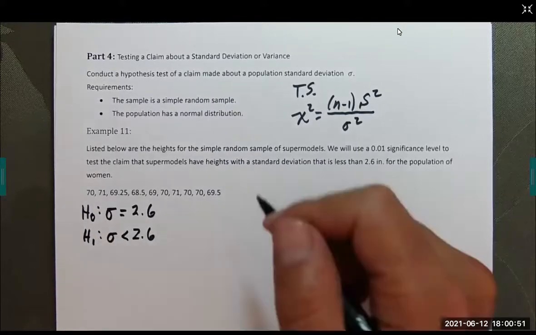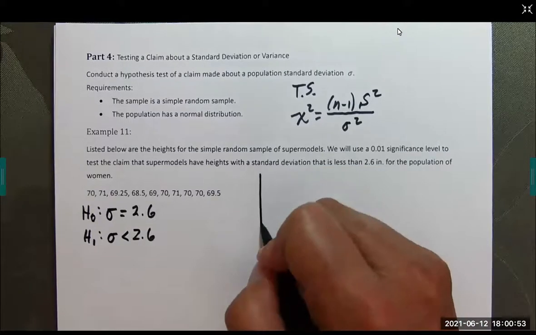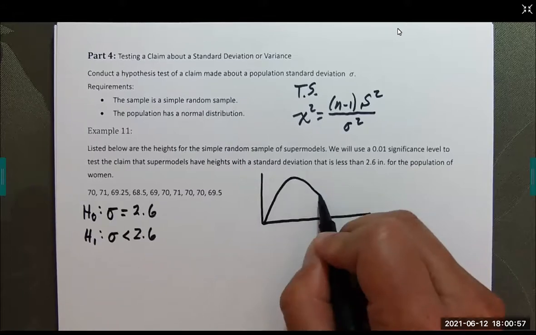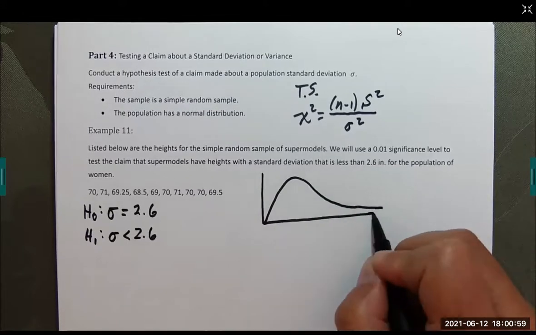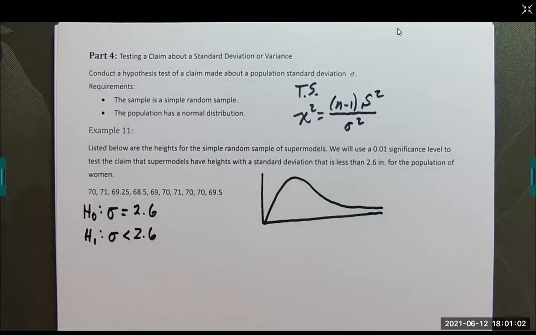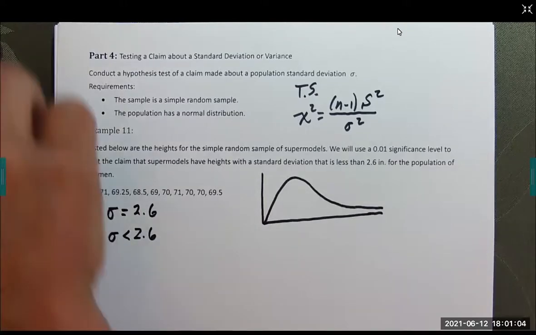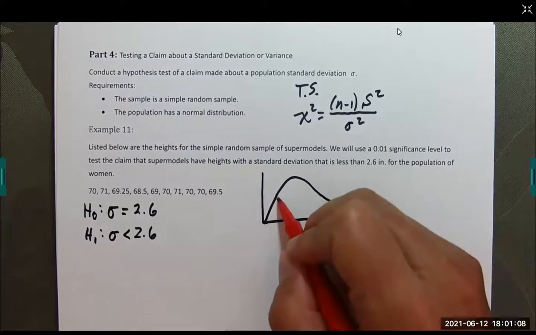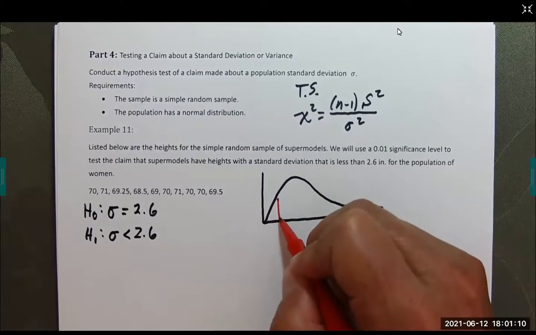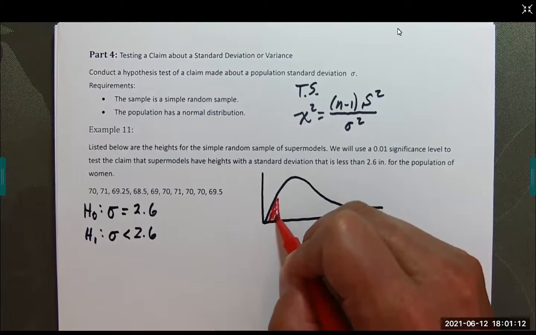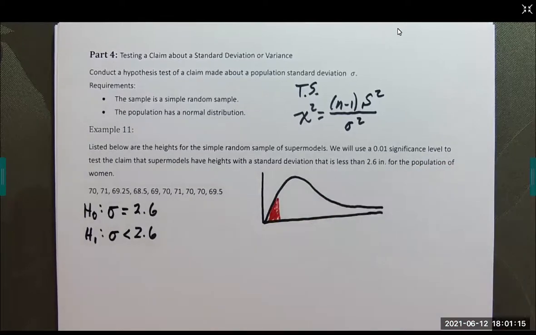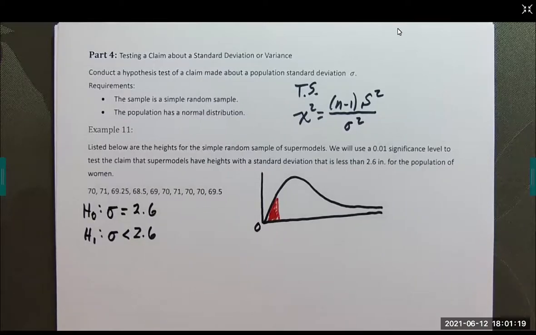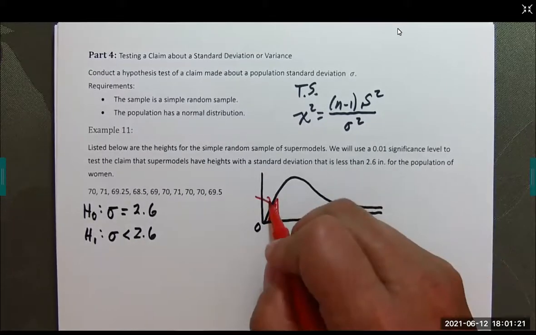Now remember, chi-squared graphs look different than a T or a Z. We're skewed a little right. And because it's less than, it's going to be a left tail. And remember, chi-squared starts at 0. That's different than the T and the Z as well, that go from negative infinity to infinity. Let's mark that. That's a 0. And the area here is 0.01.